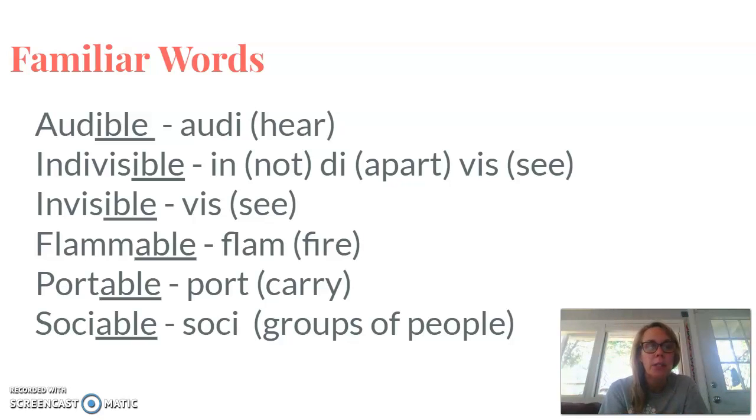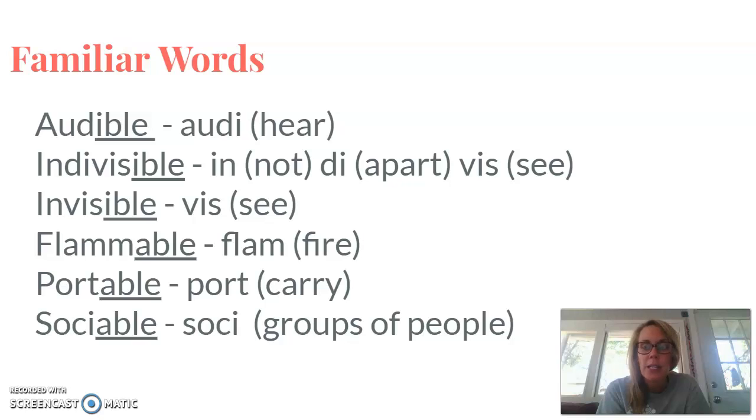The next word is invisible. This has our suffix ible. It has a prefix in, which means not, and then our root vis. So if something is invisible, it is not able to be seen. The next word is flammable. Flammable has our suffix able and our root, which we might remember from last week, flam, which means fire. So if something is flammable, it is able to be set on fire.